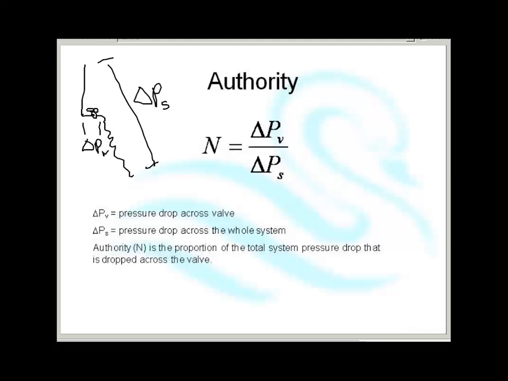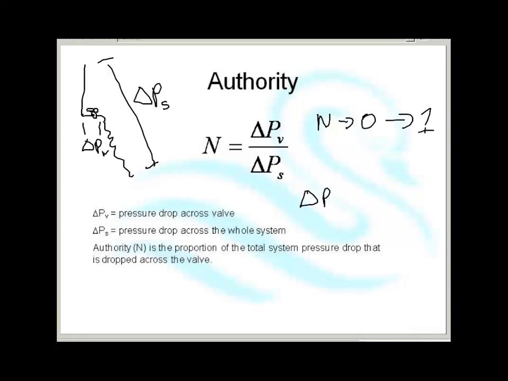So, if we want to get no wasted turns, then the valve has to be the biggest resistor in the whole system. Now, N must be a number between 0 and 1.